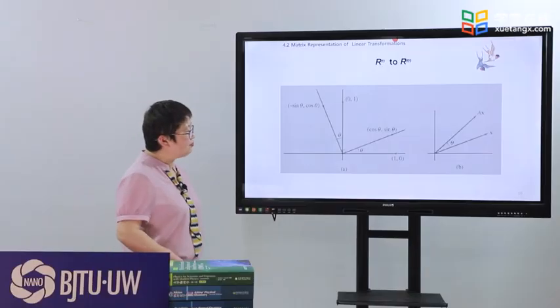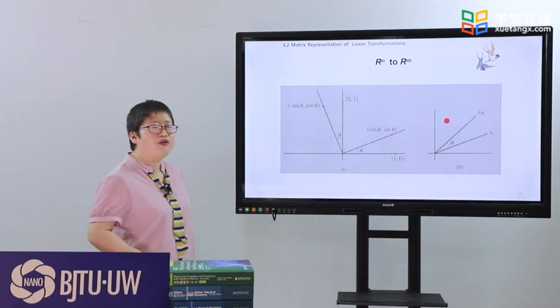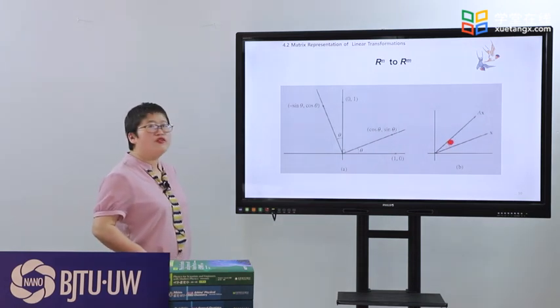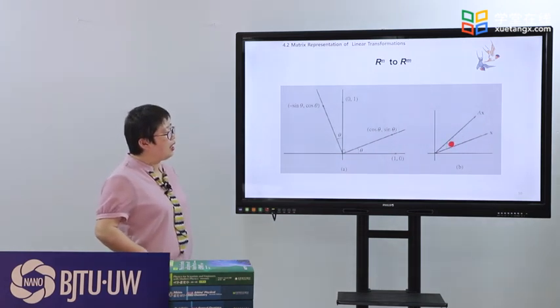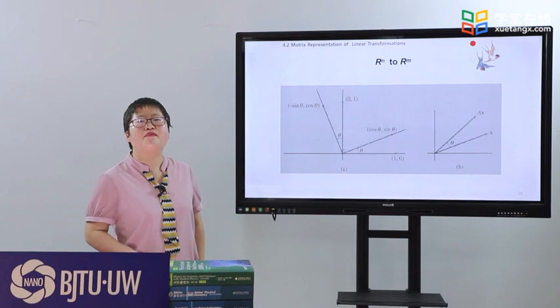And for an arbitrary vector x, if you do this linear transformation, you just rotate anticlockwise by angle theta and you'll get here. So this vector is A times x.